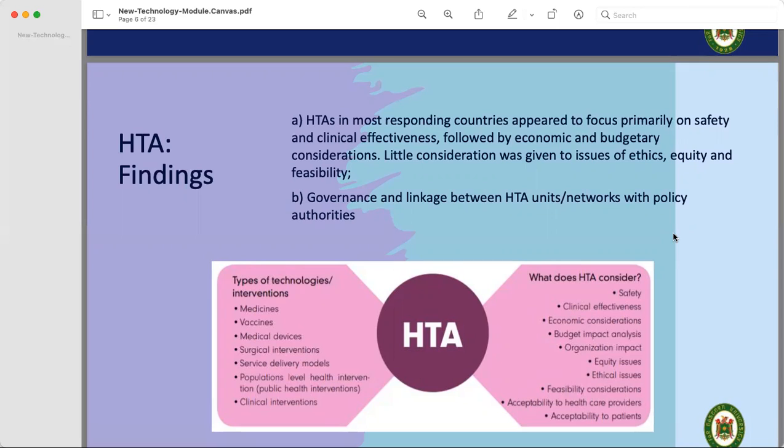Okay. Governance and linkage between these health technology assessment units or networks with policy authorities is also another pertinent finding. Indeed, there is a need for collaboration between public and private organizations so that the application of health technology in public health would be feasible.